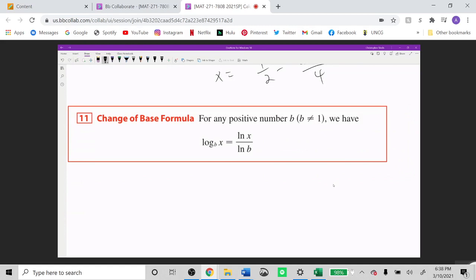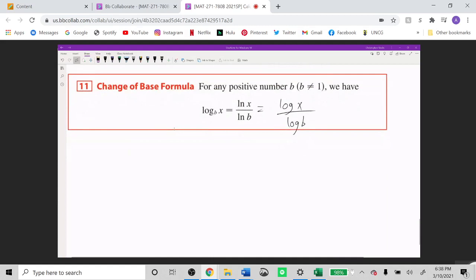The idea here is just log base b of x is equal to log of x divided by log of b. We could write this also using the common logarithm, by the way. We could write this as, say, log of x over log of b. This is also fine. This is true for any arbitrary logarithmic base. And this is mostly used for inserting a logarithm into a calculator.